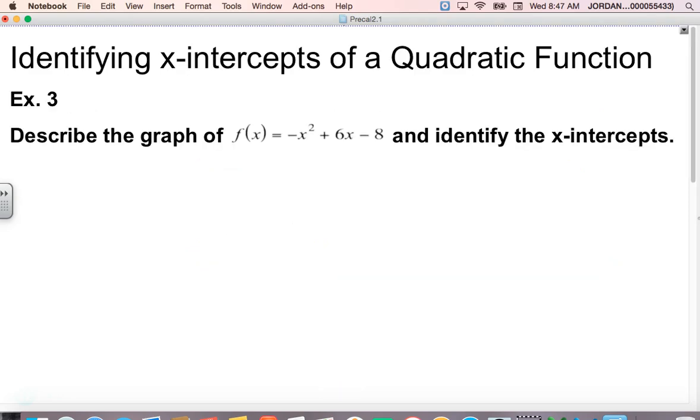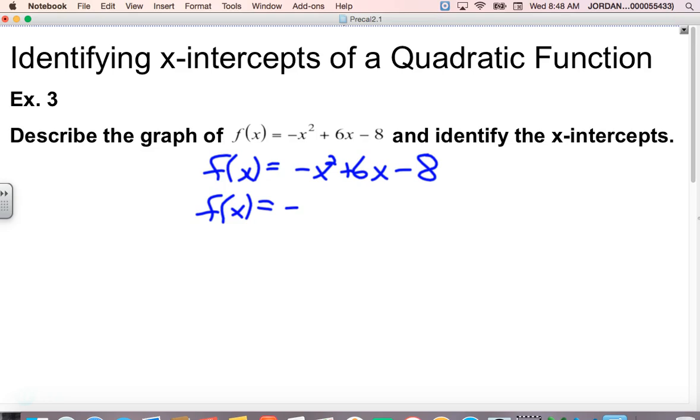Okay, so now we want to look at how to identify x-intercepts of the quadratic function. We've got our function here, f of x equals negative x squared plus 6x minus 8. Essentially what we're going to do is factor, if you remember how to factor. Before you can factor into binomials, you need to take away this negative from everything. So we've got to factor out this negative as a greatest common factor.